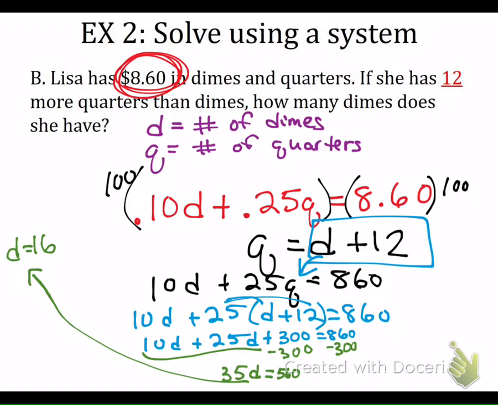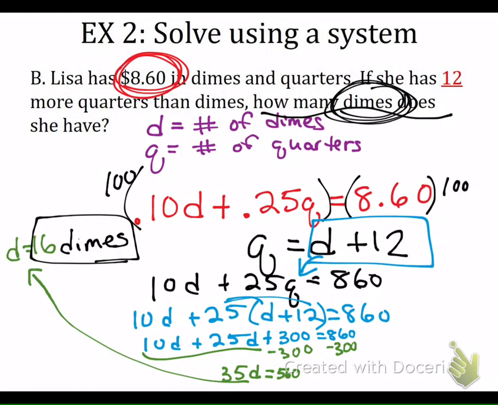No. Wait. I spoke too quickly. What is the question asking me? How many dimes does she have? So do I need to finish this problem? No. That's why I asked. I'm sorry, I gave you a smart aleck answer without even double checking. You were right.